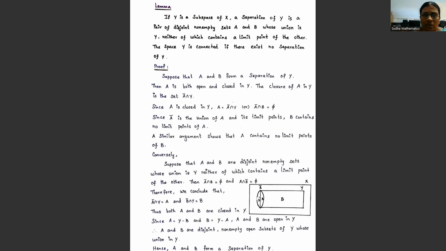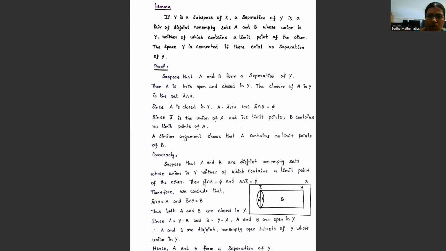Therefore, we have shown that the separation of a subspace is a pair of disjoint non-empty sets A and B whose union is Y and neither of which contains a limit point of the other. Conversely, suppose that A and B are disjoint non-empty sets whose union is Y and neither of which contains a limit point of the other. Now we have to show that A and B form a separation of Y.